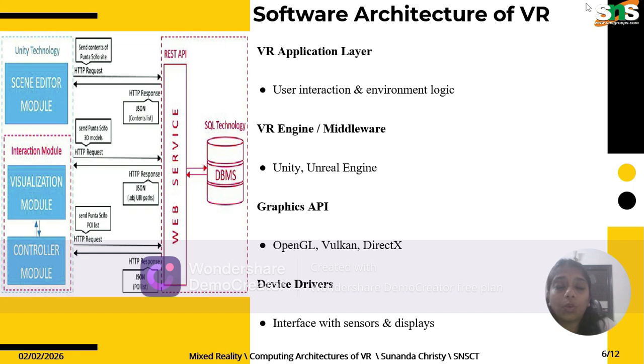So the hardware is what we see. The software is what we apply or what we develop. So the software architecture of a virtual reality should have an application layer with the engines that are used in the middleware, and the graphics libraries or graphics APIs used during visualization, and the device drivers, which are useful to interface with the sensors and the displays. So this way it is used in the software architecture.